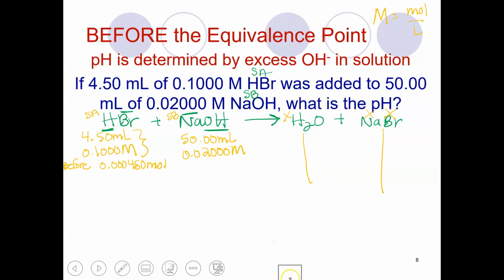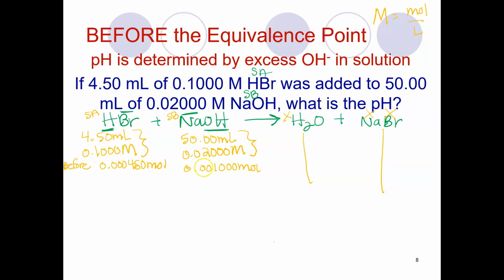And then for the sodium hydroxide, I get 0.001000 moles. And again, that moles came from me using those 2 numbers. Okay, so that was step 2. It said convert to moles of each chemical. We did. Step 3, subtract the limiting reactant.